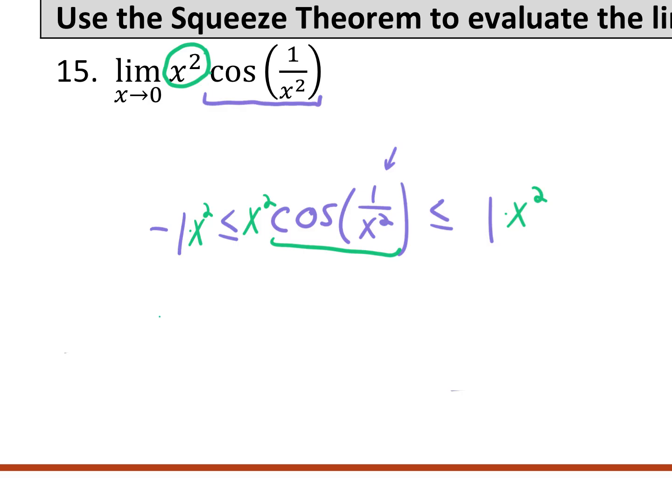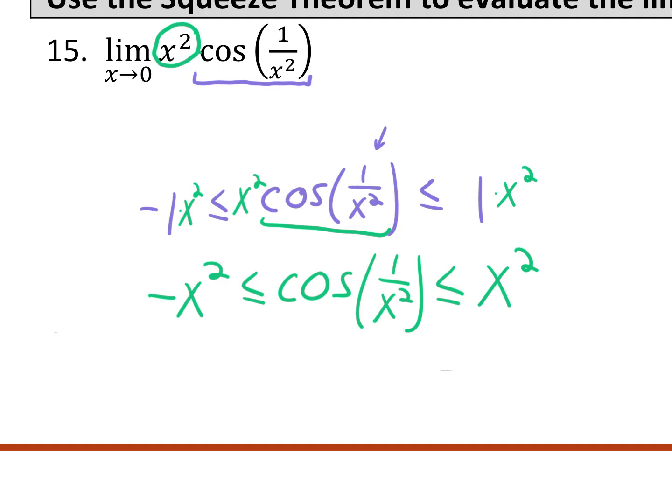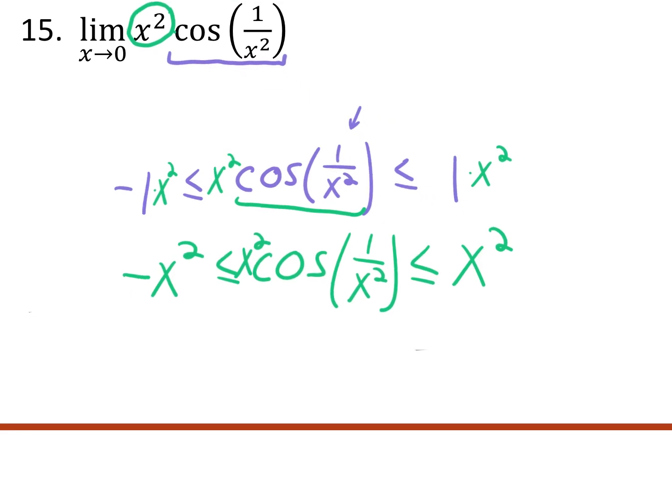And when you do that, when you simplify it, you end up with something like -x squared is less than or equal to x squared cosine of 1 over x squared, which is less than or equal to x squared. Sorry, I forgot this one, x squared. So we end up with something like this right now. Do you guys agree with that statement? If in purple was the original, in green, I just multiplied the entire inequality by x squared.